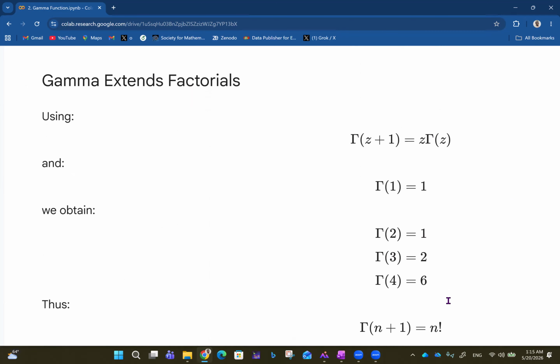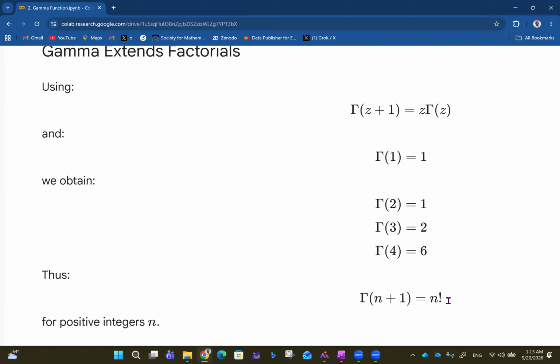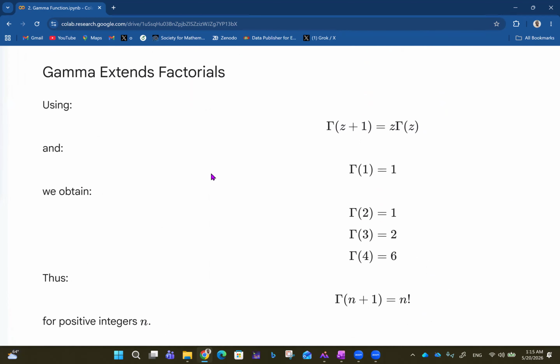So now we see that gamma extends factorials. Using gamma z plus 1 equals z gamma z, based on what we've established already, we can see that gamma 1 is equal to 0 gamma 0. But the fact that gamma z plus 1 is z gamma z, and gamma 1 is 1, if you can prove that gamma 1 is actually 1, then we obtain gamma 2, which is 1 times gamma 1, which is 1.